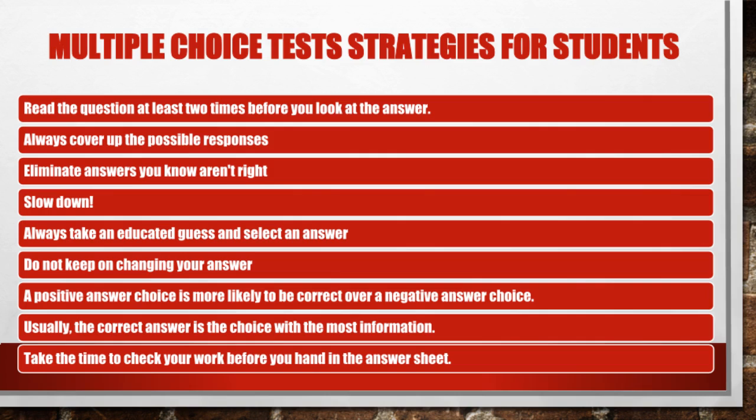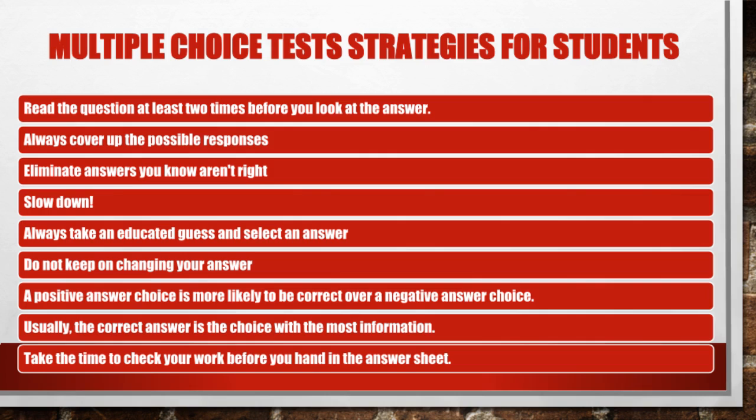Read the question at least 2 times before you look at the answer. Then read the answer choices at least 2 times. Finally, reread the question 1 more time. Always cover up the possible responses with a piece of paper or with your hand while you read the stem or body of the question. Then, come up with the answer in your head before looking at the possible answers. This way the choices given on the test won't throw you off or trick you.